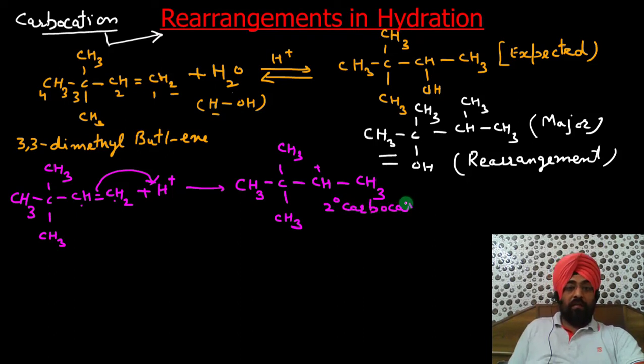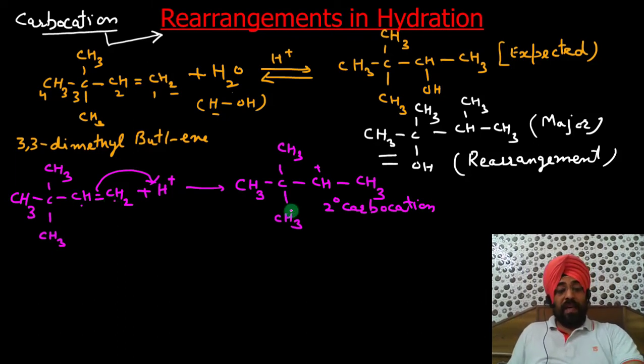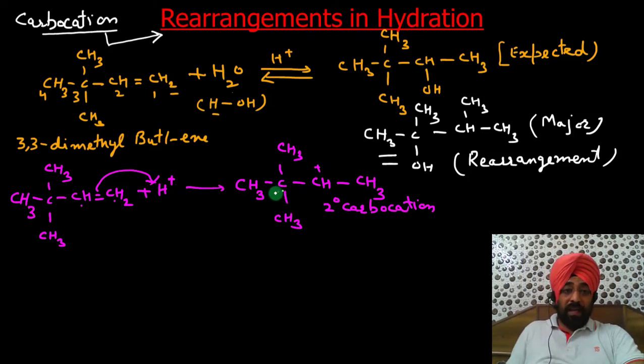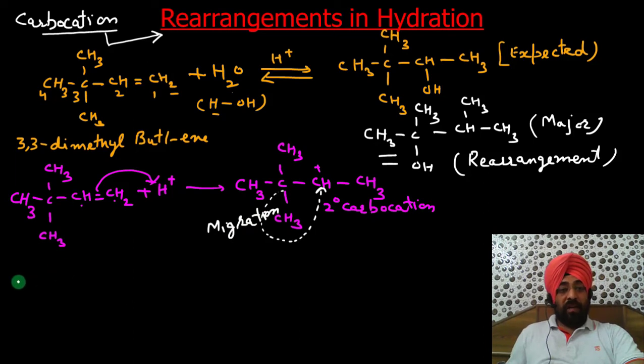This will be the carbocation formed when we add H positive to this. There was another possibility, that H is added here and the positive charge comes here, but that was a primary carbocation, so that is not stable. Now in such reactions there can be a migration of this methyl group. If this migration takes place, migration of methyl group, what will be the product?